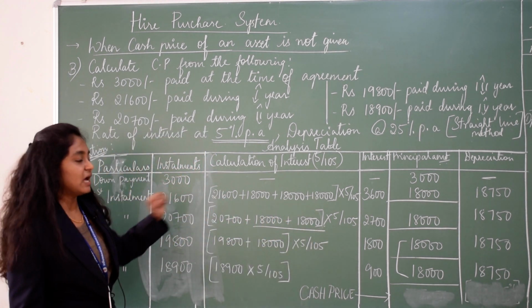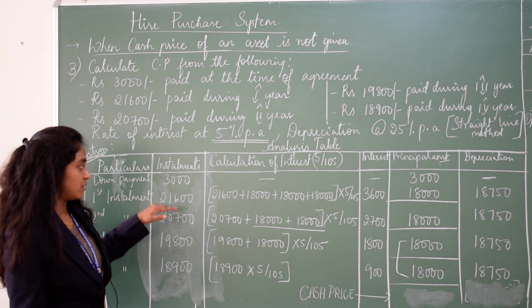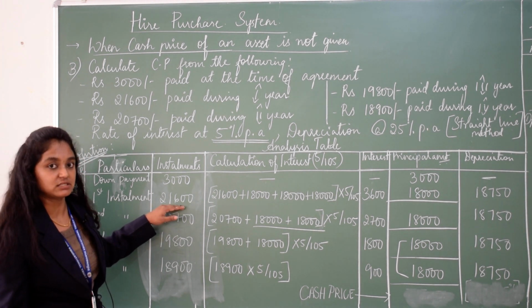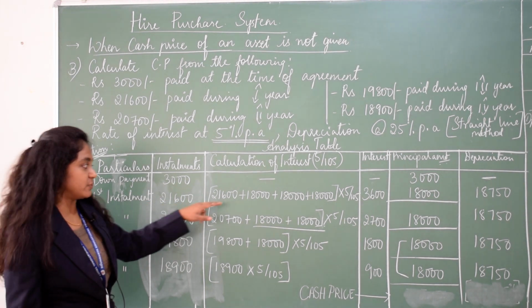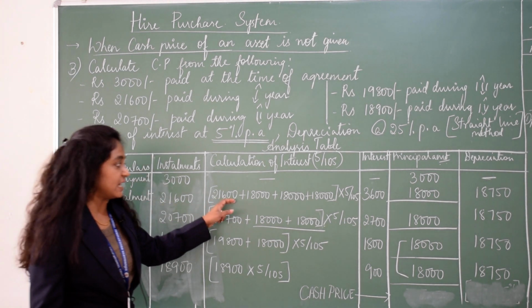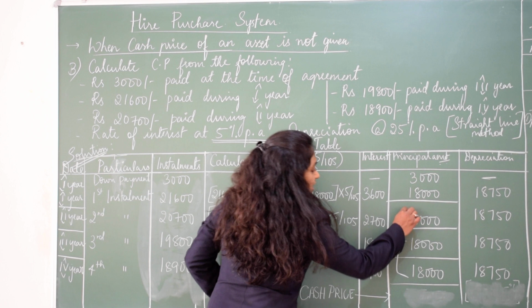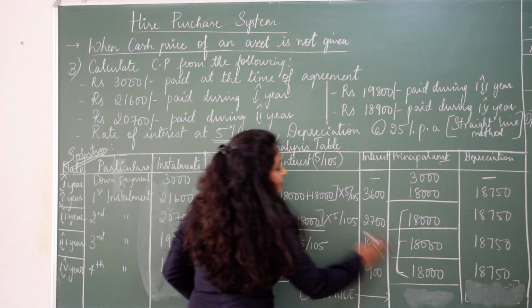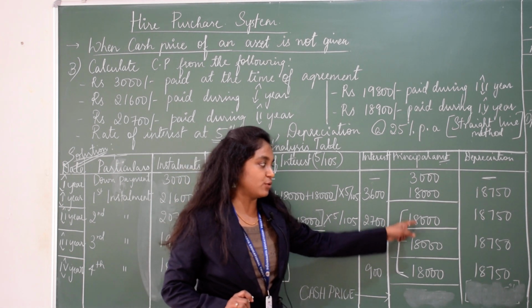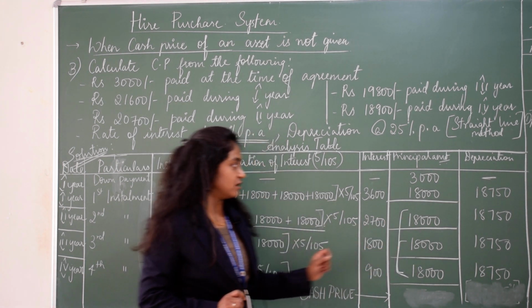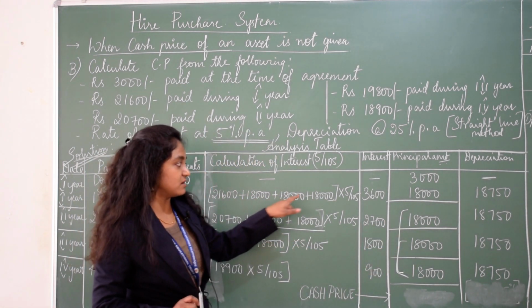Moving on to the first year installment, they have given us 21,600 rupees as given in the question. So let's take this 21,600, then add the outstanding balances of last 3 years, that is fourth year, third year and second year. You have 3 principal values here. So 18,000, 18,000 and 18,000.